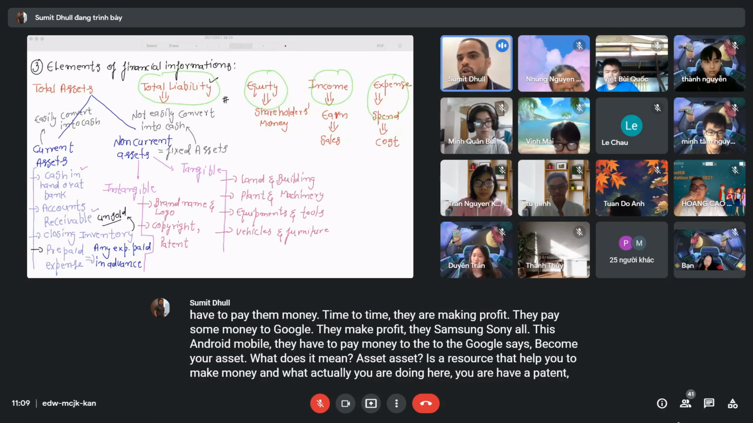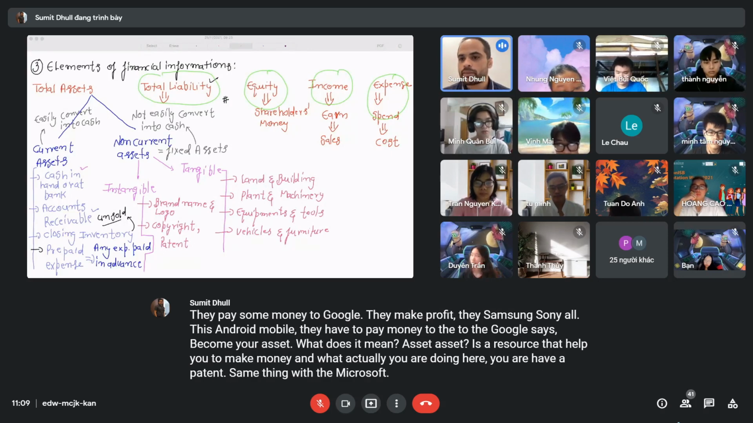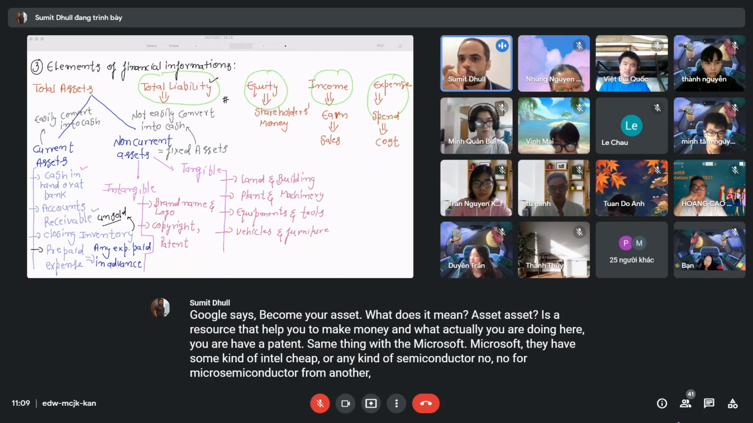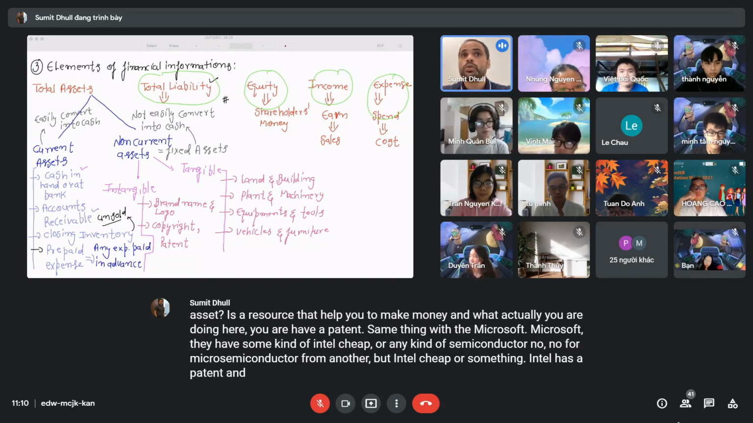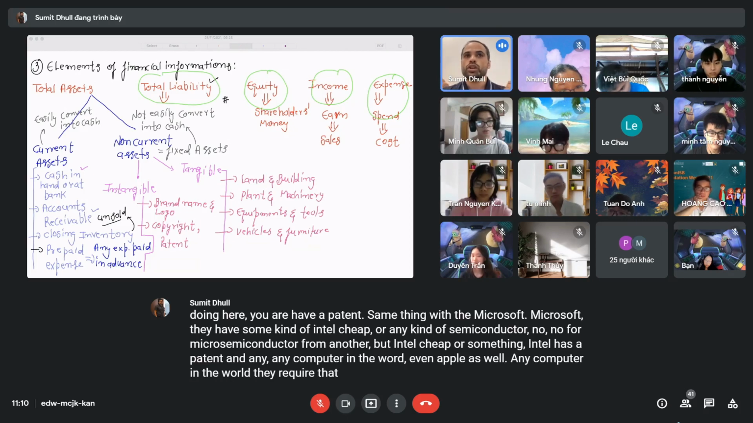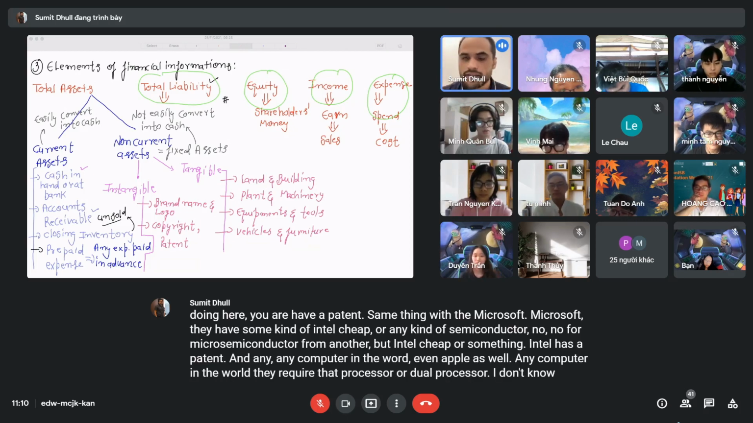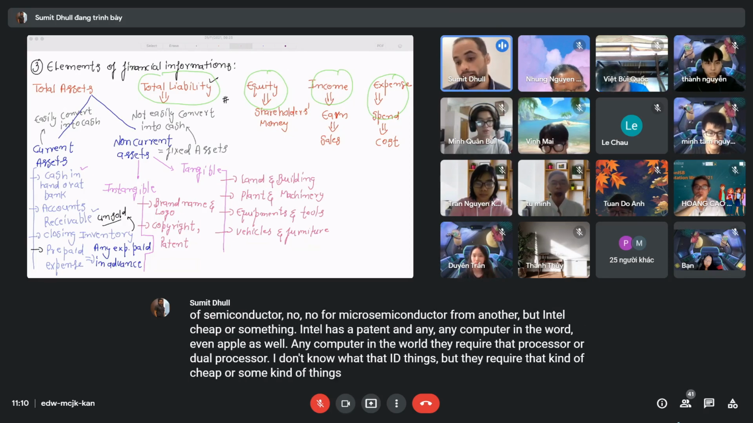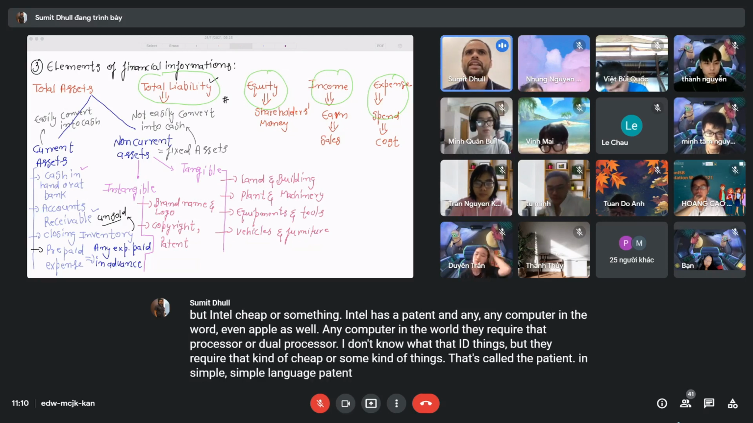Same thing with Microsoft. They have some kind of Intel chip or any kind of semiconductor. Intel has a patent. Any computer in the world, even Apple as well, requires that processor or dual processor. I don't know the IT details, but they require that kind of chip. That's called the patent. In simple language, patent is just any kind of formula.